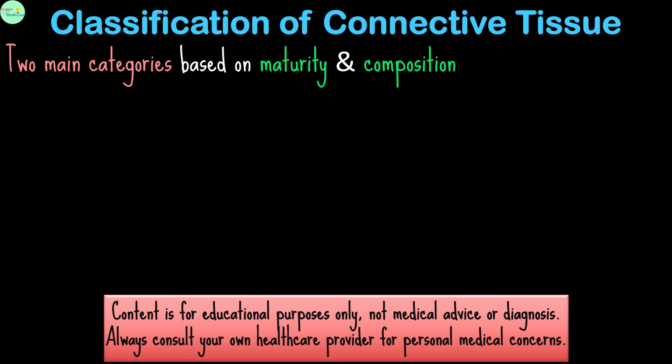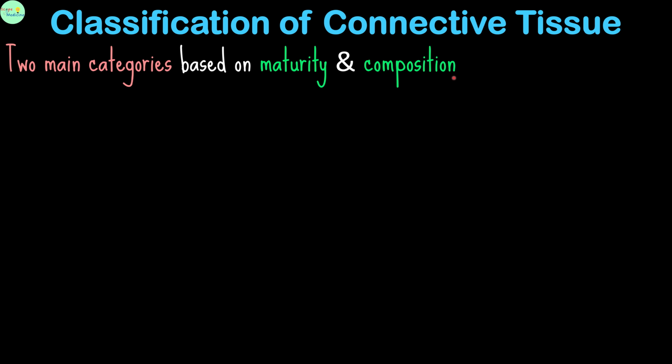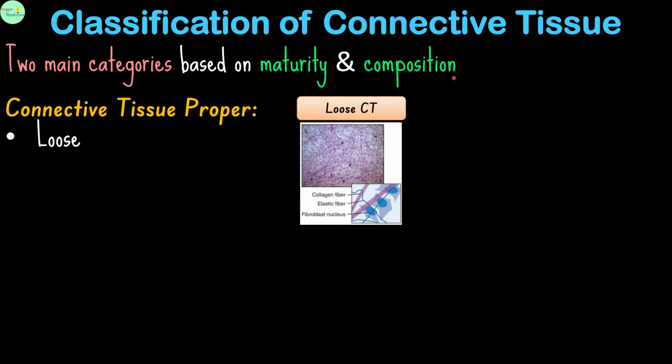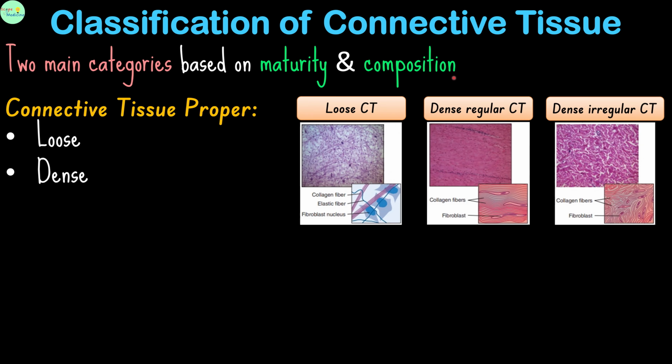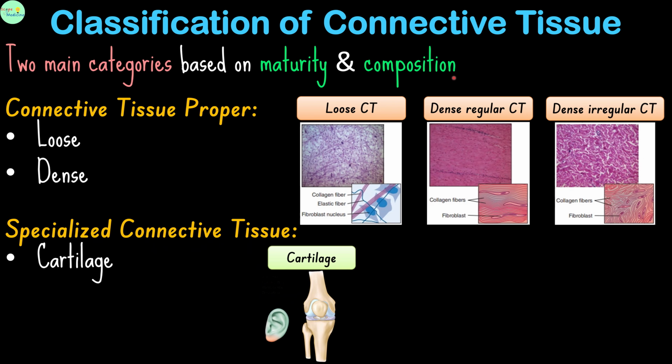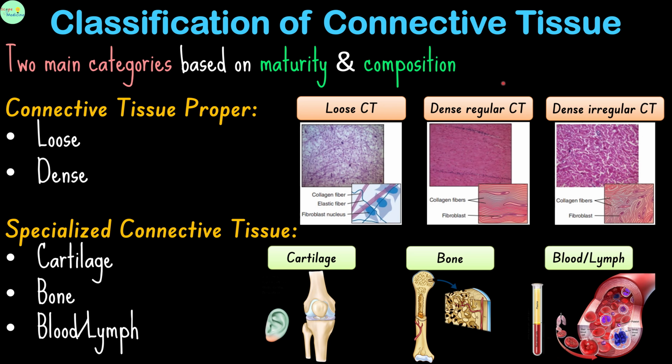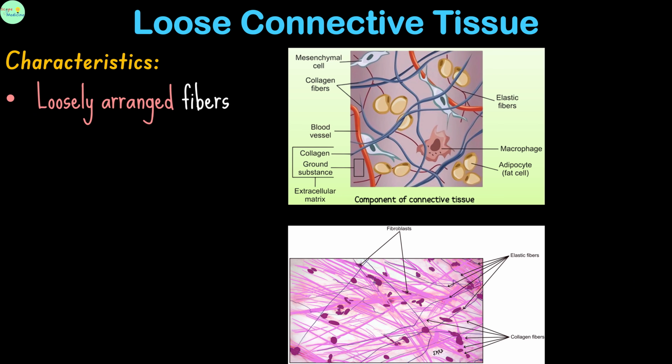Connective tissue is broadly classified into two main categories based on its maturity and composition. These two categories are connective tissue proper, which itself includes loose and dense connective tissues, and specialized connective tissue, which includes cartilage, bone, and blood or lymph. Let us begin with connective tissue proper, and specifically with loose connective tissue.